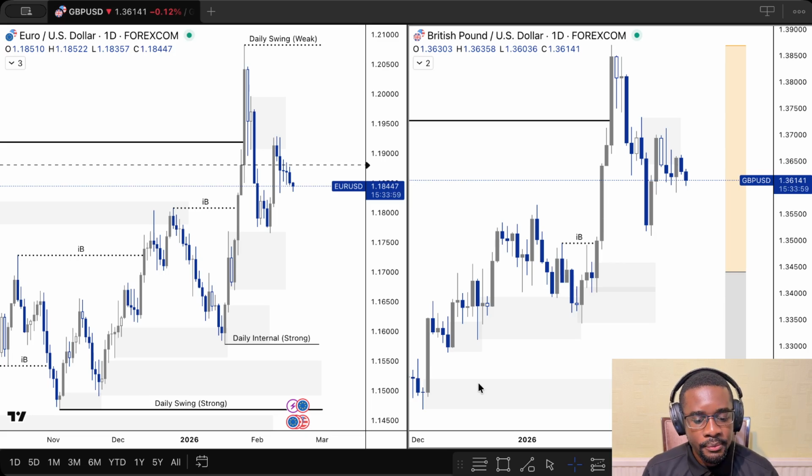Good morning. Welcome to the Working Trader, where we look at the Euro USD and GBP USD and come up with trade ideas for the day. So let's jump right into it.